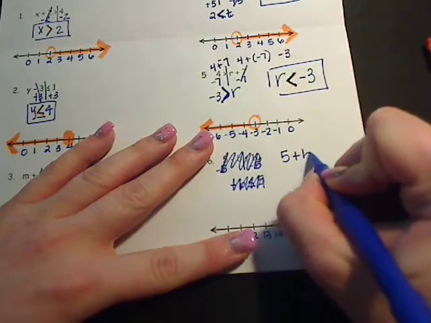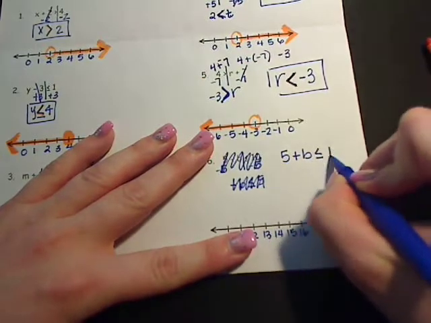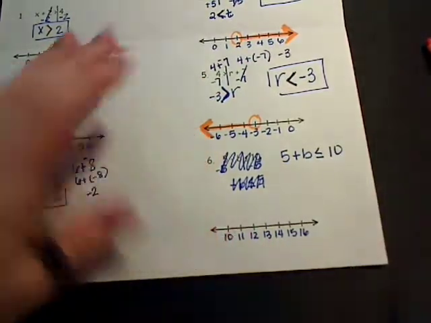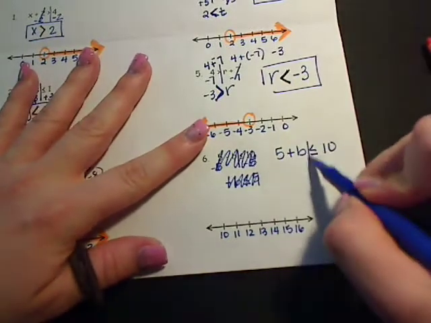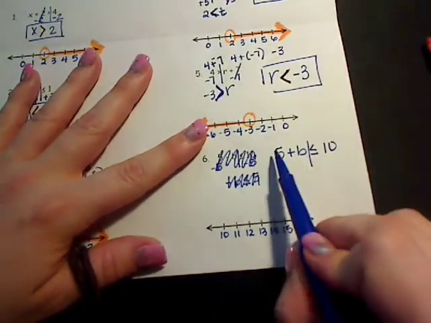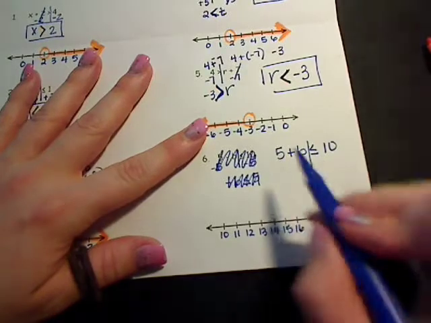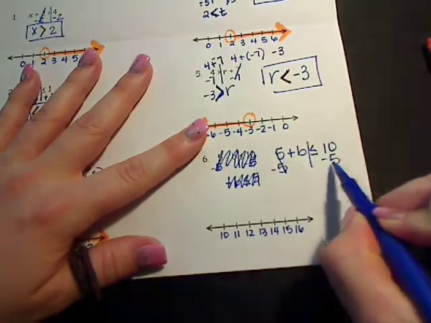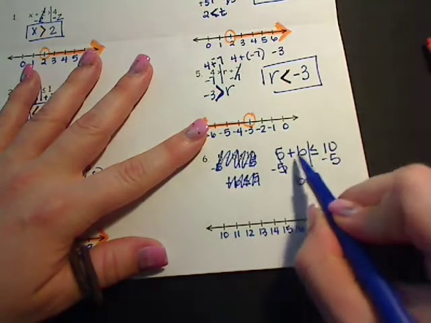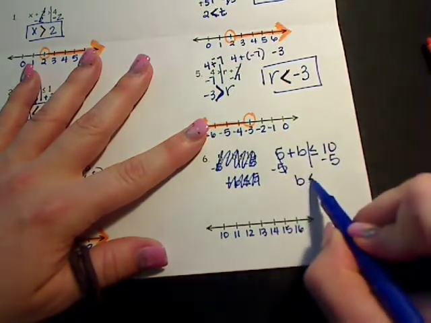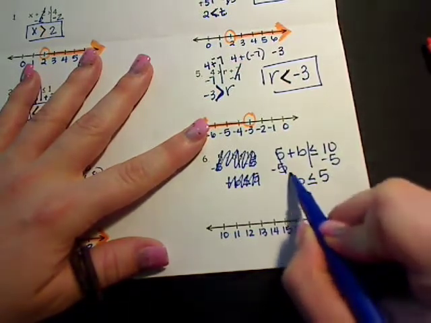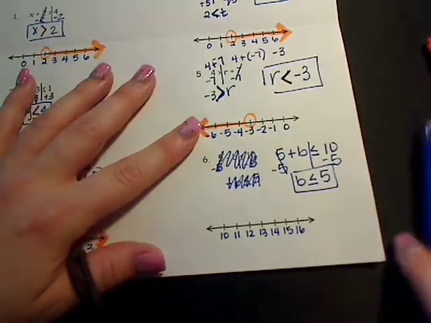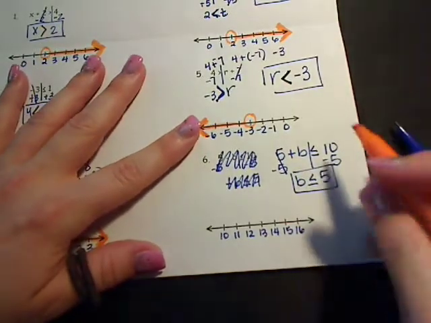5 plus b is less than or equal to 10. Let's do this one. Okay, so cut it in half. Again, that's a positive 5, so the opposite of a positive 5 is a negative 5. So we'll subtract that from both sides. So I'm left with positive b, or b, is less than or equal to 5. Okay, now let's graph that one.